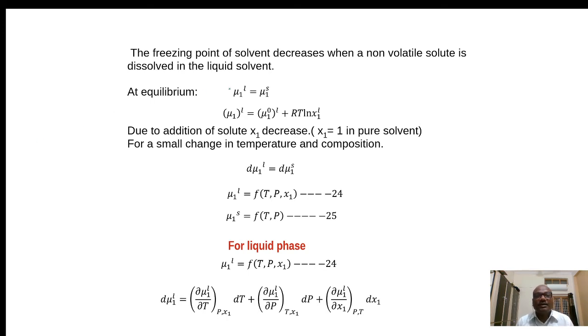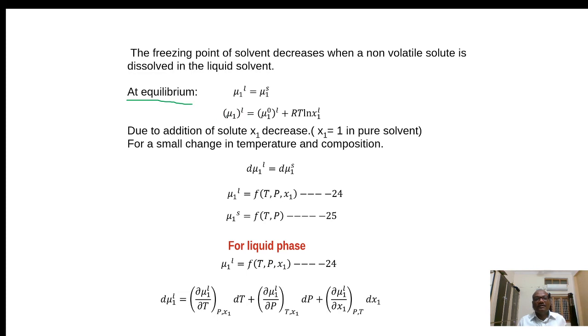So the freezing point of the solvent decreases when a non-volatile solute is dissolved in it. We know that, is it? So at equilibrium, which will exist in equilibrium? Liquid and solid are existing in equilibrium, and at this equilibrium, the chemical potential of liquid will be exactly equal to the chemical potential of solid.